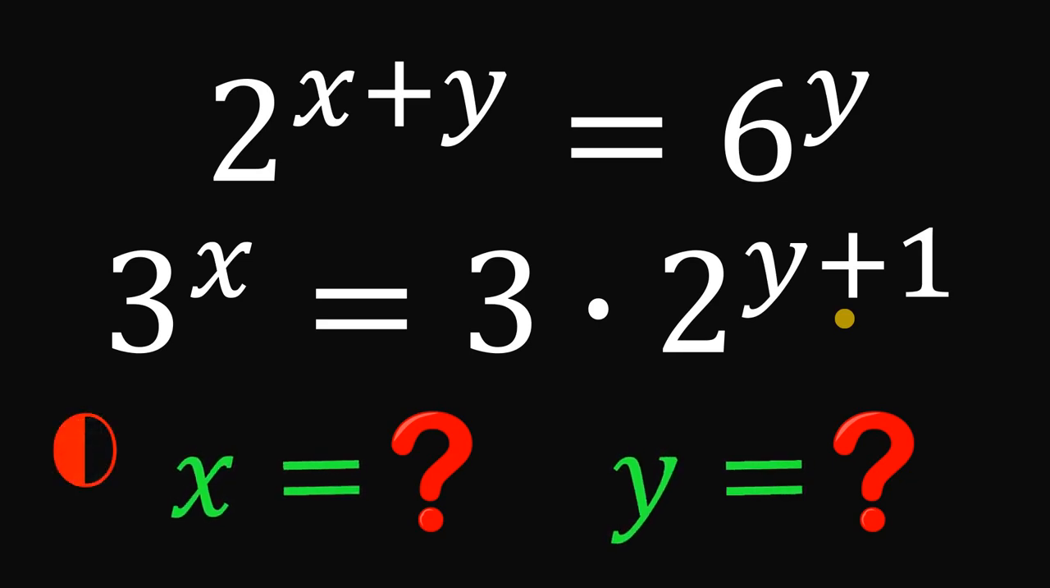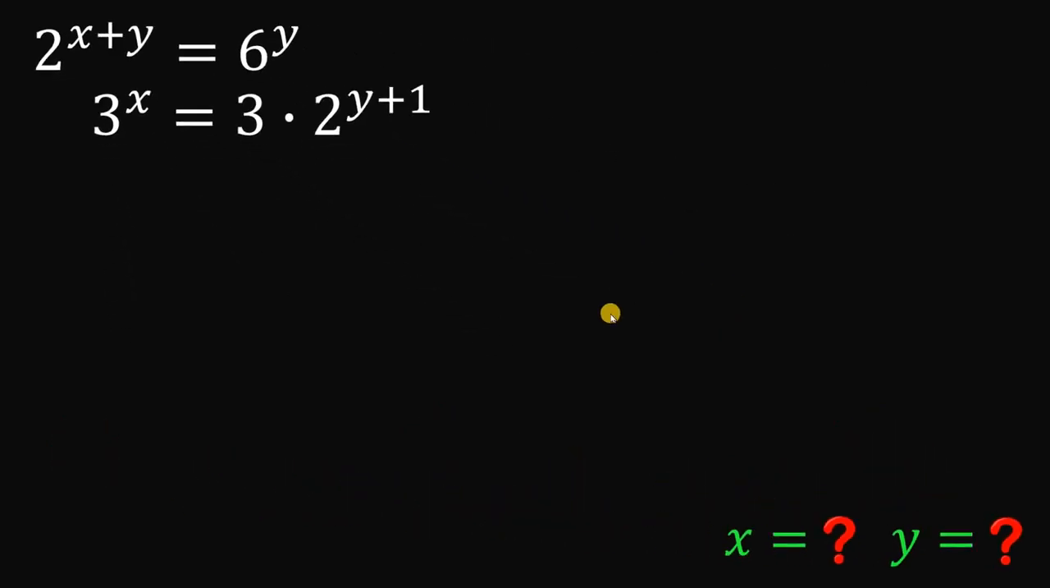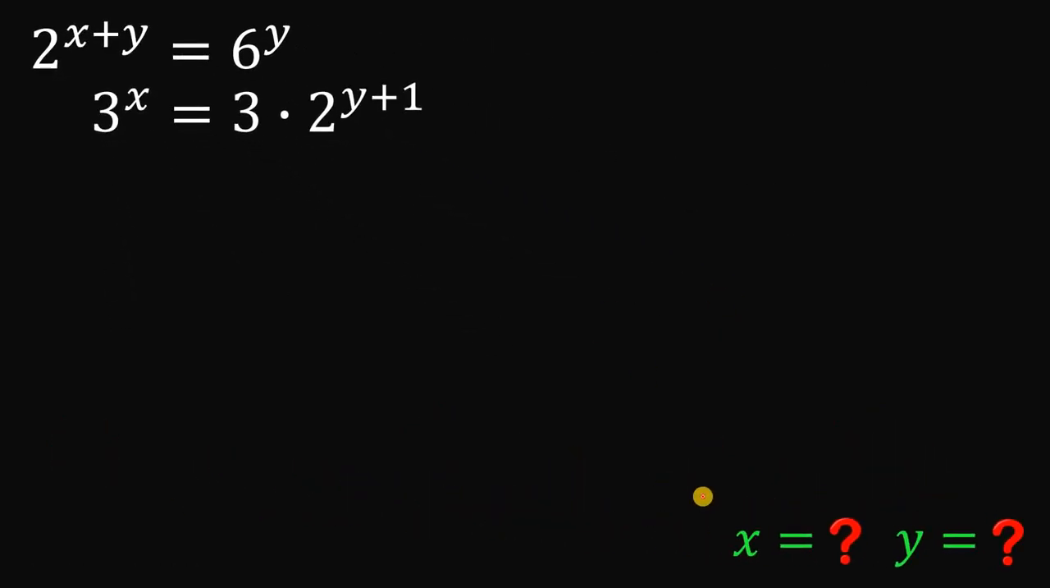And now, let's answer this question together. Alright, so our goal in this question is to solve for the real values of x and y that satisfy these equations: 2 raised to the power of x plus y equals 6 raised to the power of y, and 3 raised to x equals 3 multiplied by 2 raised to the power of y plus 1.